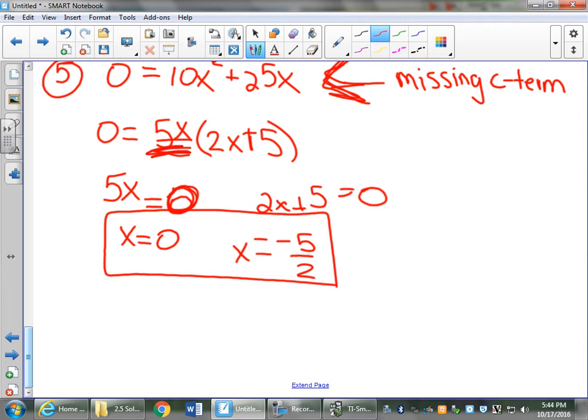Anytime you factor out a GCF, and this GCF did have an x, notice it has an x there. If it has an x, you have to set it equal to 0. If the GCF doesn't have an x, you don't need to set it equal to 0. So 0 will always be a solution when the GCF has an x involved. Right, negative 5 halves and 0.